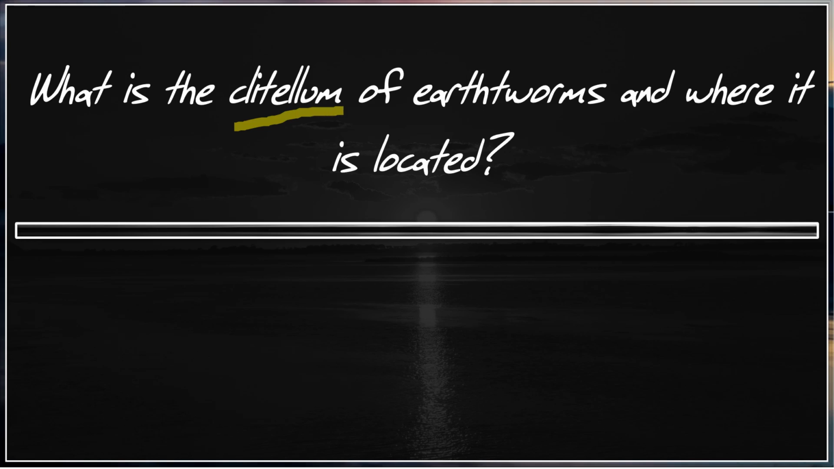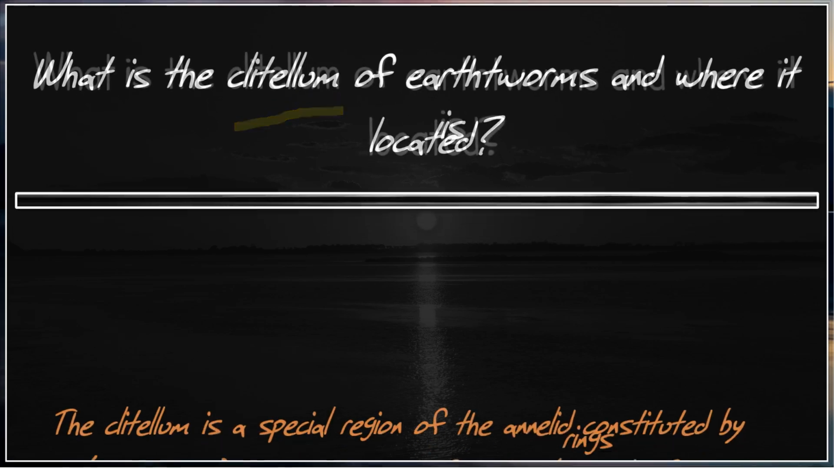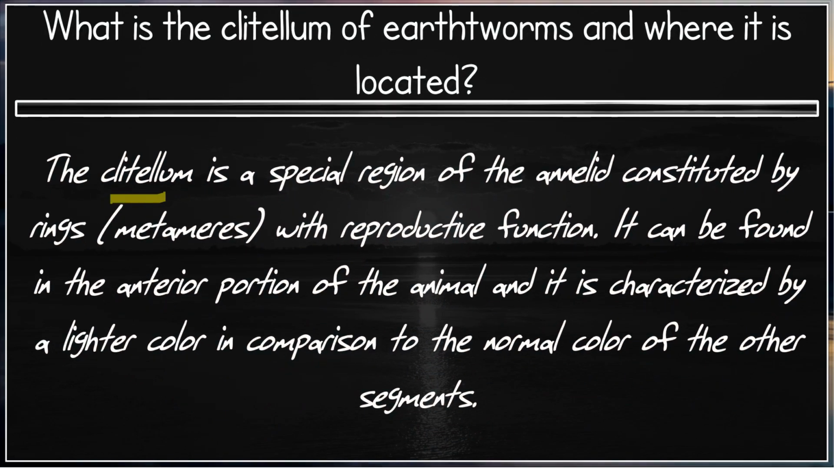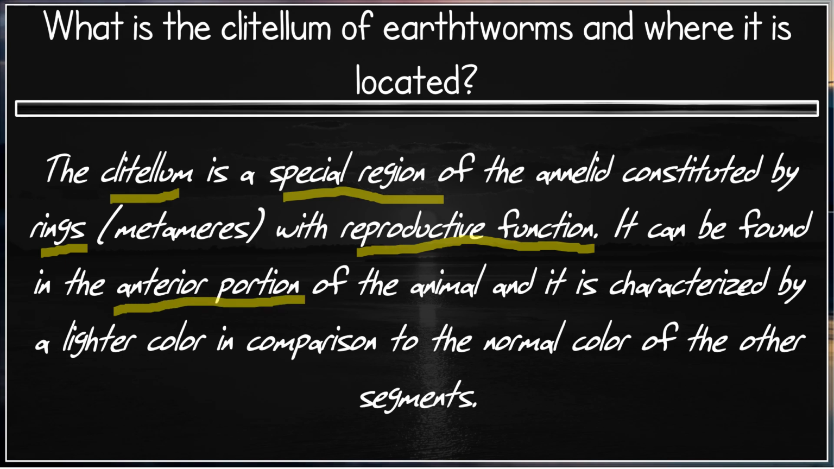What is the clitellum of earthworms and where is it located? The clitellum is a special region of the annelid constituted by rings, metameres, with reproductive functions. It can be found in the anterior portion of the animal, and it is characterized by a lighter color in comparison to the normal color of the other segments.